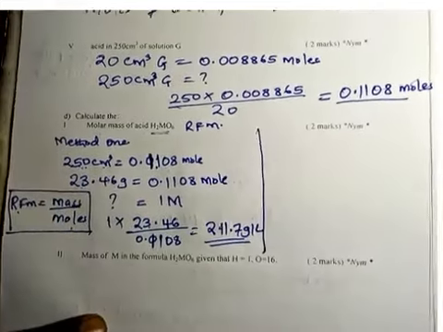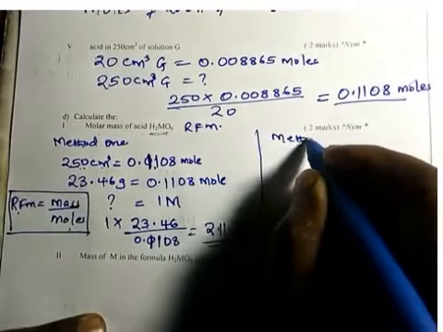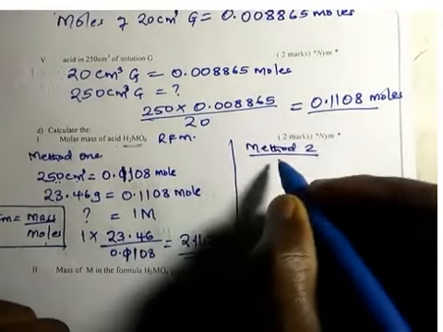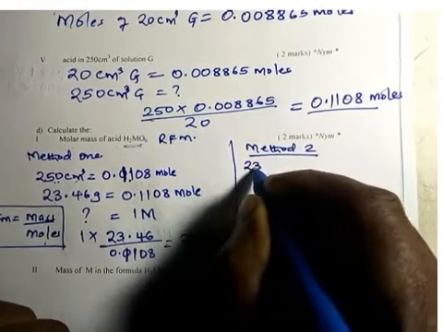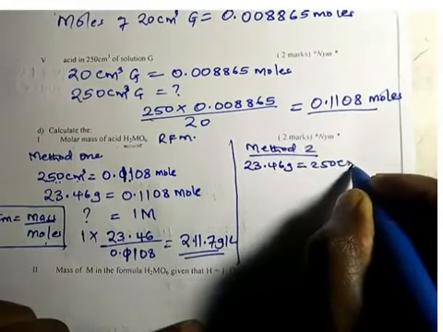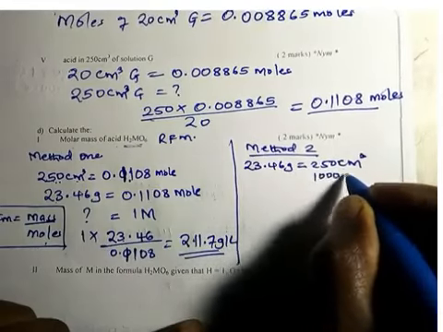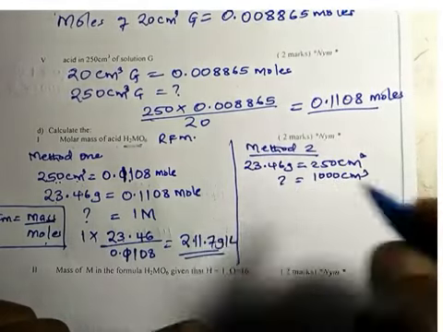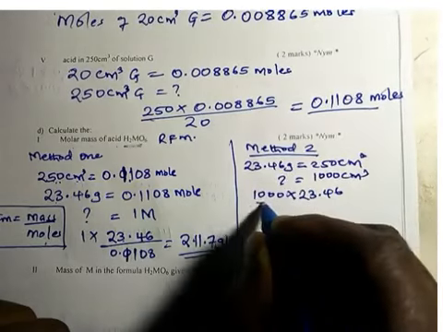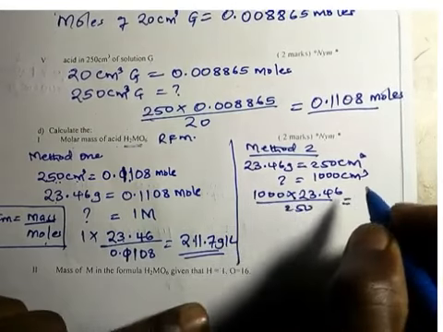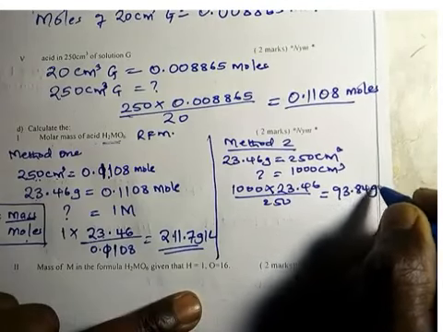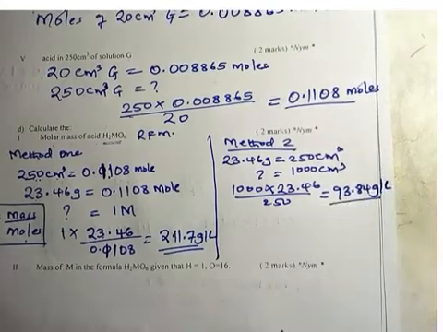Or method 2, we can get the mass in a liter. So 23.46 grams are in 250 centimeters cube. 1000 centimeters cube, a liter, will contain how many? That is 1000 times 23.46 divided by 250, and this one will give us 93.84 grams per liter. That is the mass in grams per liter.